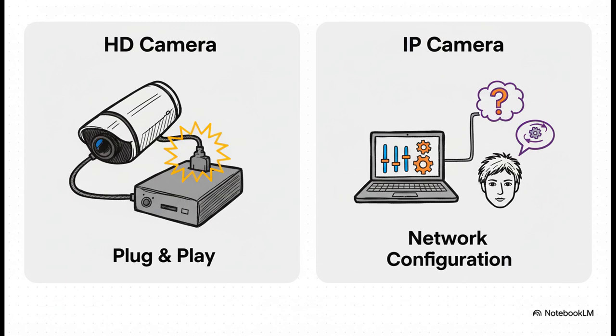HD cameras are about as close to plug-and-play as you can get. Seriously, you run the cable from the camera to the recorder, plug it in, and boom, you're pretty much done. IP cameras, on the other hand, because they're network devices, they need a little more TLC. You have to do some basic configuration, like giving them an IP address so your system can find them. It's not rocket science, but there's definitely a steeper learning curve.